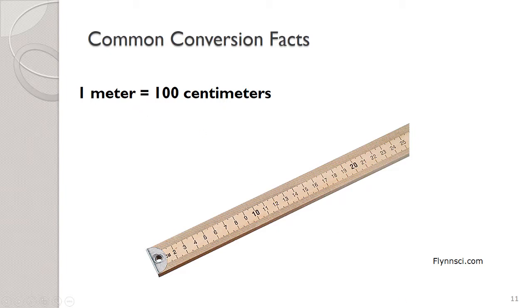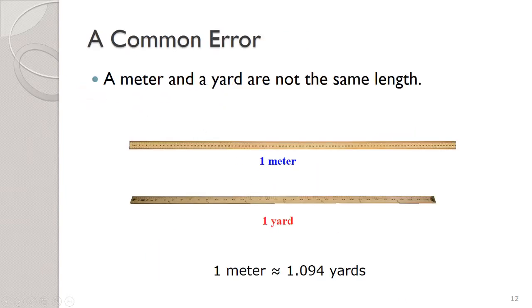Now that leads to a common error, though, that I want to warn you about. A lot of people think that a meter and a yard are the same thing, but they are not the same length, so be careful of that. A meter stick is a little bit longer than a yard stick. A meter is about 39 3/8 inches, whereas a yardstick is only 36 inches. So this conversion fact is not on your sheet, and it's not one that we'll use very often, but a yard is a little bit shorter. It takes more than 1 yard to make 1 meter. Be careful of that.